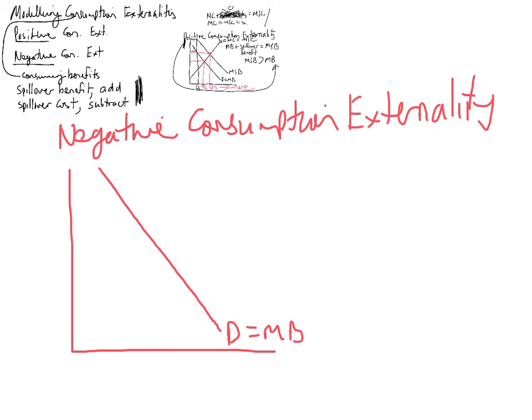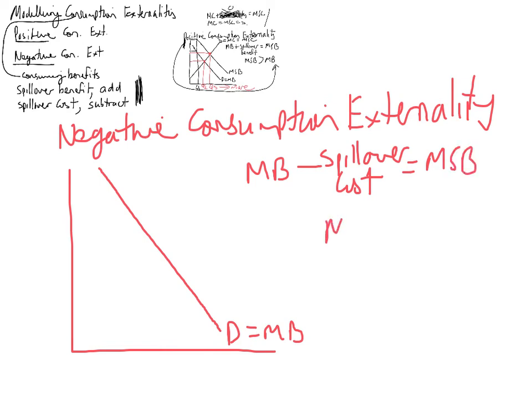Alright, so just staying in red, what have we got here? We've got marginal benefit. Now we've got a spillover cost. So that'll be minus the spillover cost. And that'll give us our marginal social benefit curve. So what we can see is the marginal social benefit is going to be less than the marginal benefit. In other words, this curve must be below this one. So I'm going to put it in here, marginal social benefit.